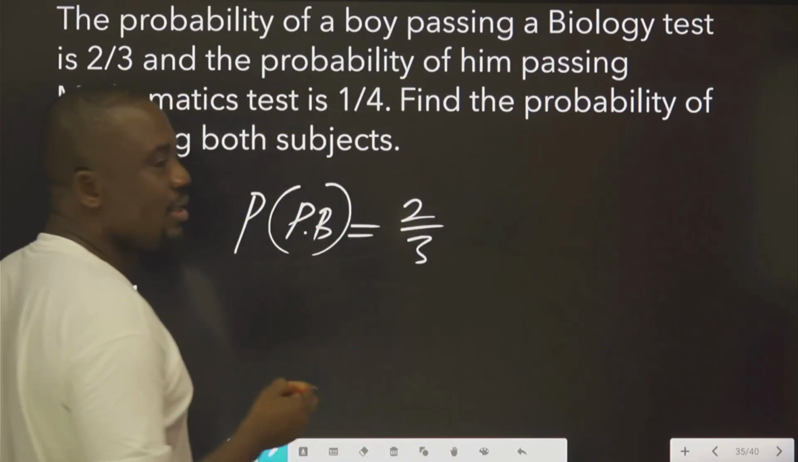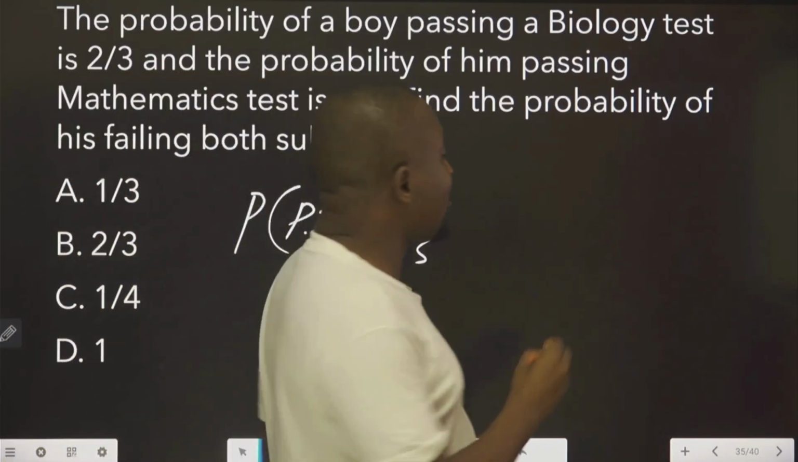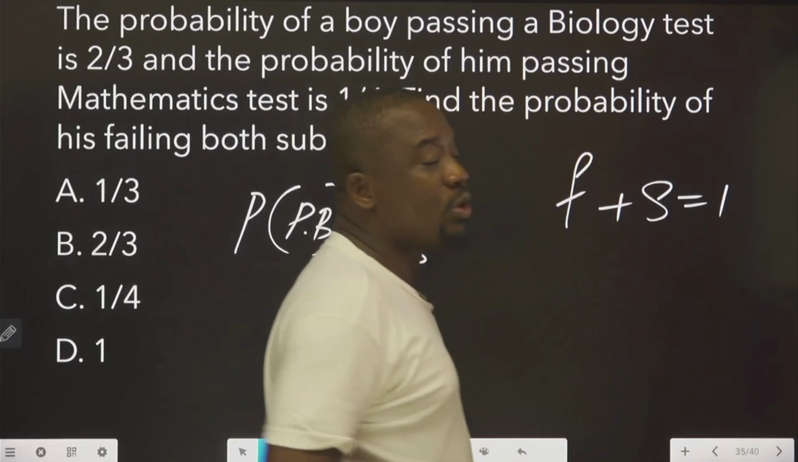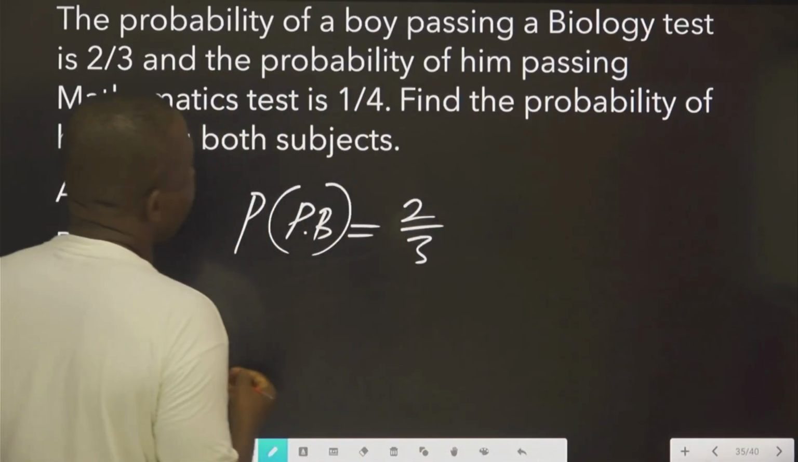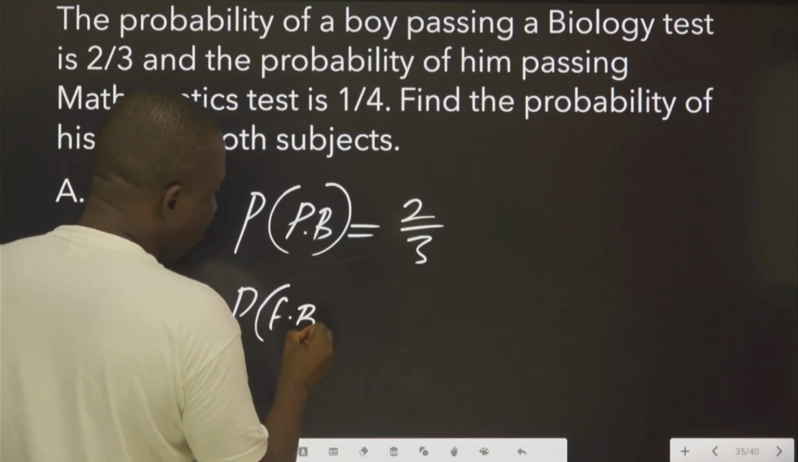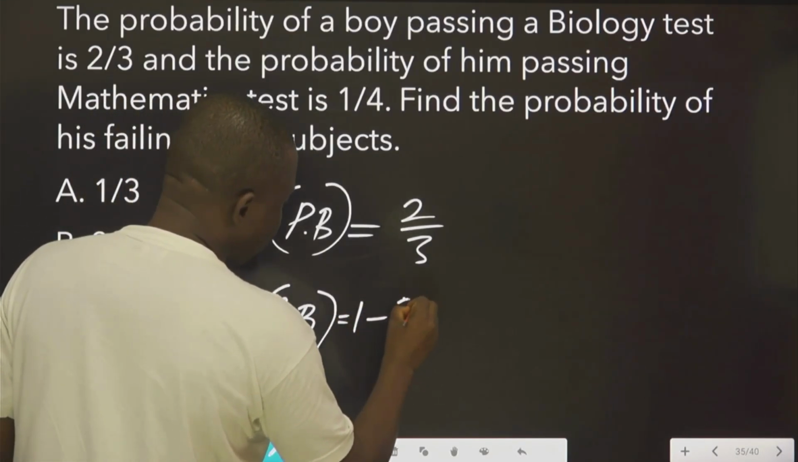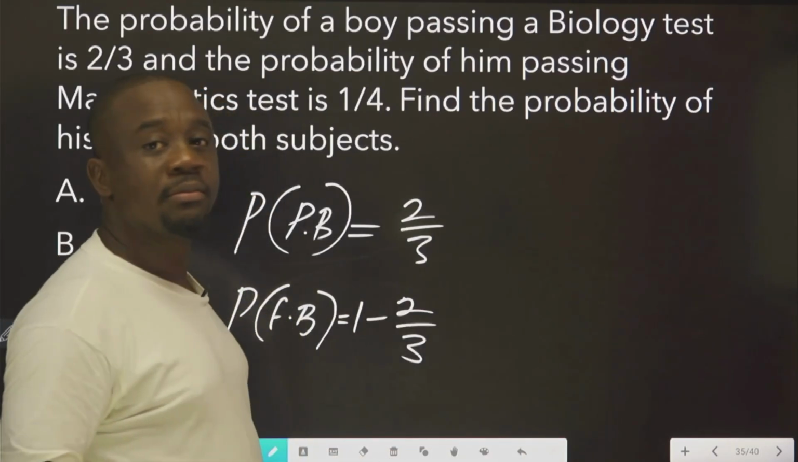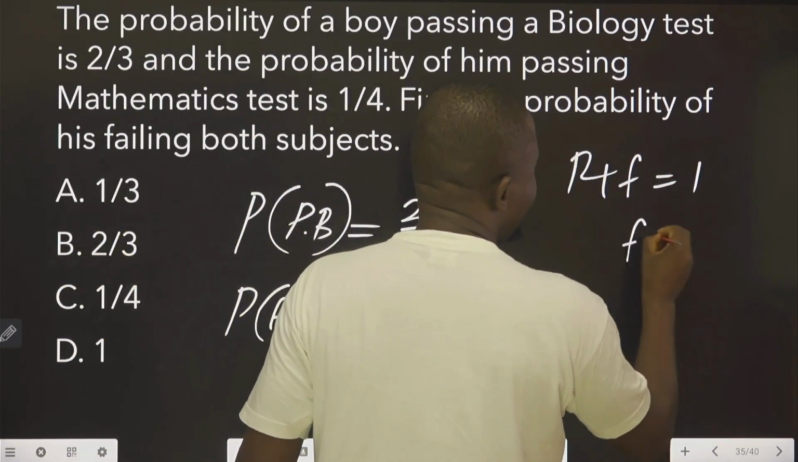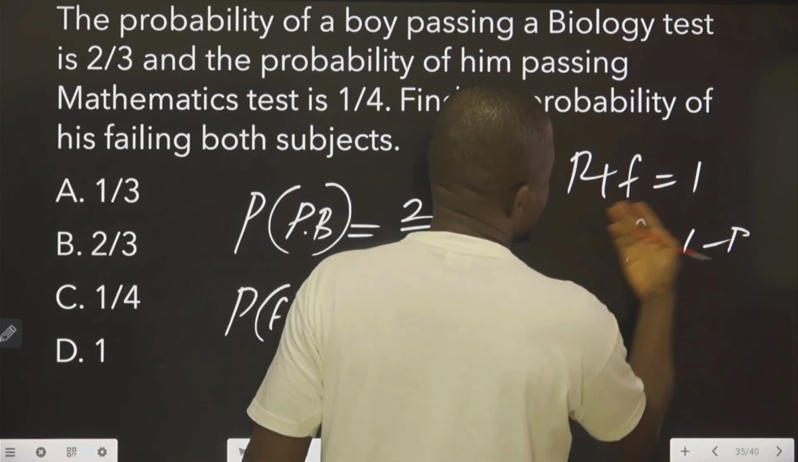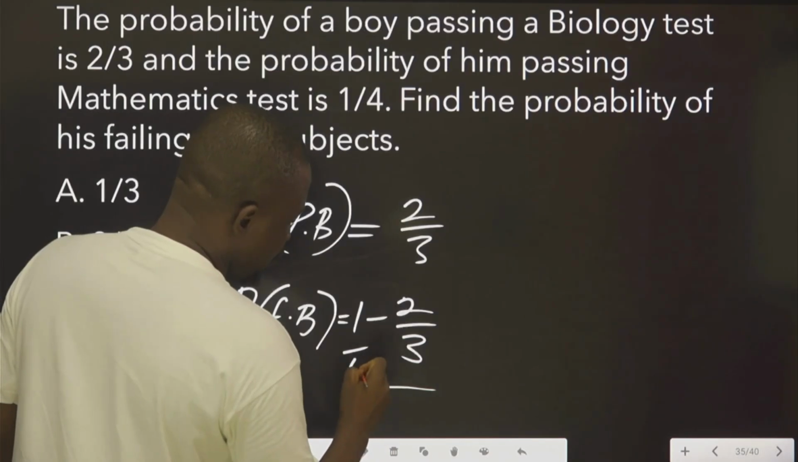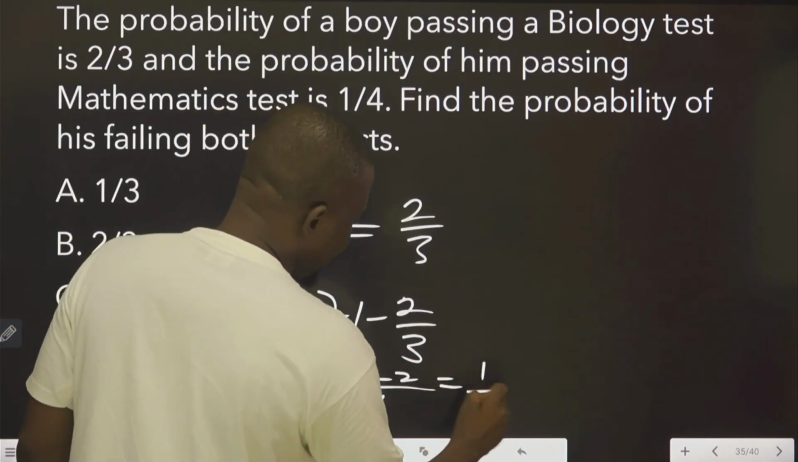Success plus failure is always equal to 1. That is failure plus success. Therefore, we can say the probability of failing biology is 1 minus 2 over 3. Because if pass plus failure is equal to 1, failure is 1 minus pass. Okay? So this one, you agree with me, going to have 3 minus 2, which is 1 over 3.